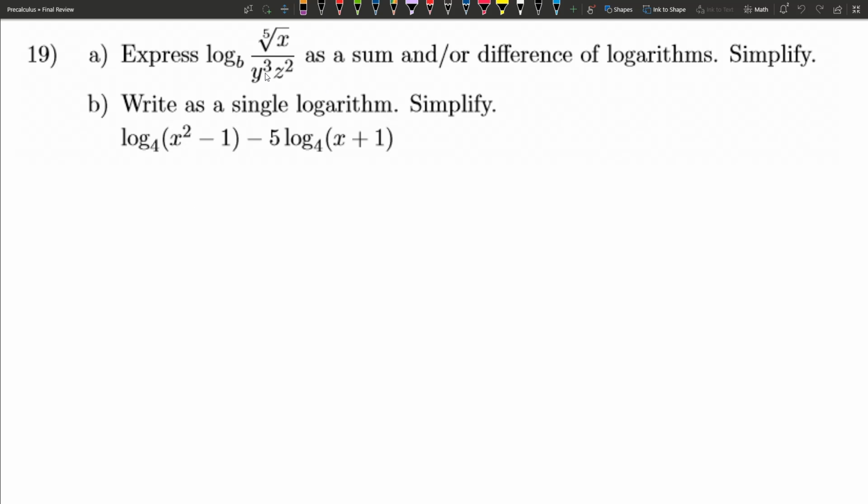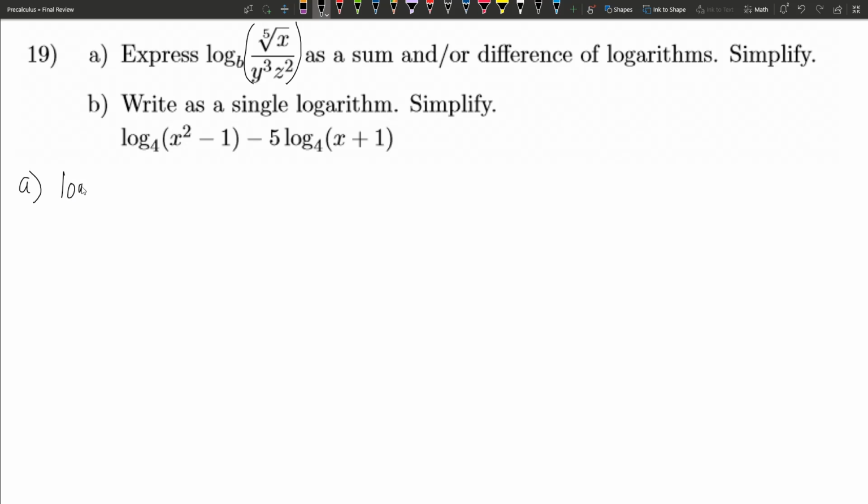In this video, I'm going to show you how to expand logarithms or contract them and simplify them. So let's start with question A. When you have a division, I'm thinking about this as a log base b of this entire thing. And when you have a division, you could split it up as a subtraction.